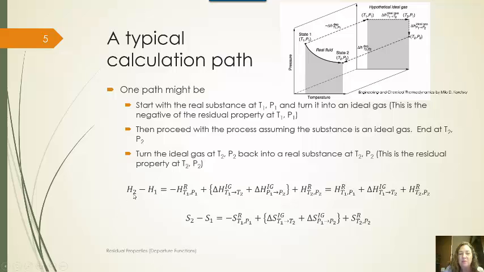So to do a calculation from state 1 to state 2 for an enthalpy change, for instance, it's going to be the residual enthalpy, the negative at T1 and P1, plus the residual property positive at T2 and P2, and the changes as an ideal gas. Now for enthalpy, there is no change with enthalpy due to just pressure. So I end up with just the change in enthalpy from T1 to T2 as an ideal gas, plus those residual properties, and there should be a minus right there. For my entropy, I do need to deal with the temperature portion and the pressure portion of the entropy change.